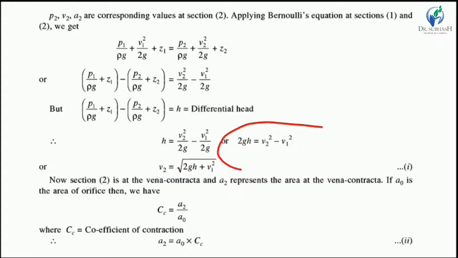And now 2gH is equal to V2 square minus V1 square. From this equation, we have to get the value of V2. So V2 is equal to the square root of 2gH plus V1 square. The square root comes from V2 square: the square is removed from the left side, so the right side value is under the root.